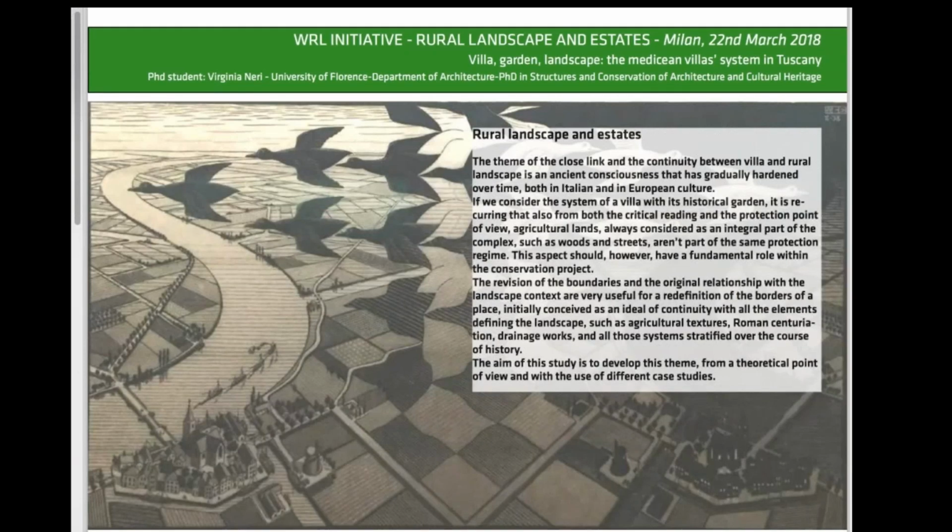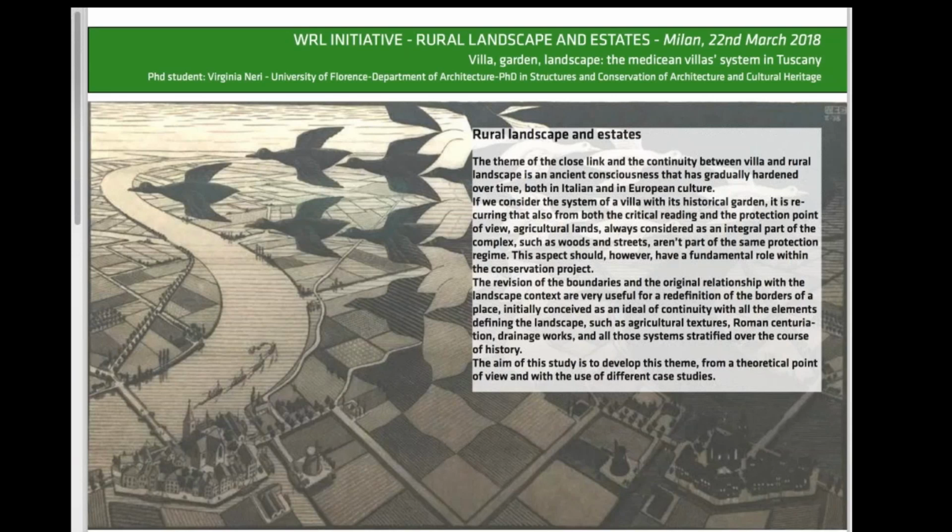I'd like to focus the attention also on the conservation project and on the protection regime. In fact, if we consider the system of a villa together with its historical garden, we can say that the agricultural lands all around the villa are part of the whole complex, but they haven't the same protection regime. My case studies will help to understand these differences.